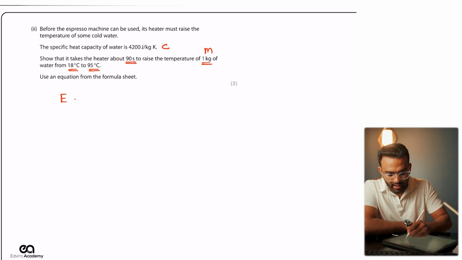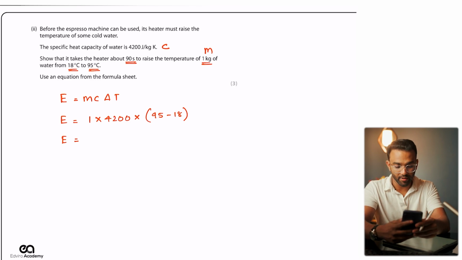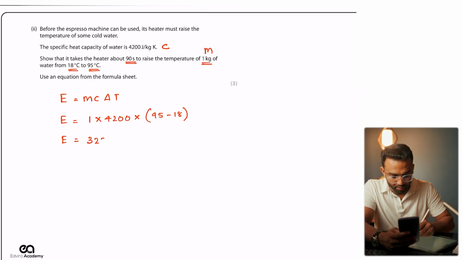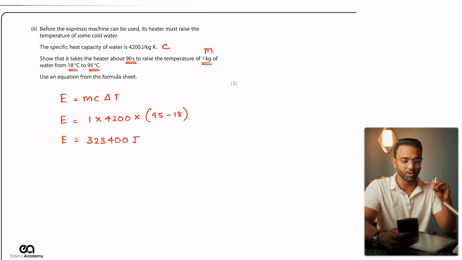So energy equals mc delta T. Energy equals the mass is 1 times 4,200 times the change in the temperature, which is 95 minus 18. And if you put that value in the calculator, so that will be 4,200 times, you can put 95 minus 18. That is going to give me 323,400 joules. This is the amount of energy that is required to do the job.